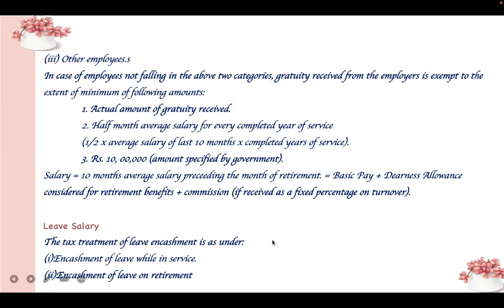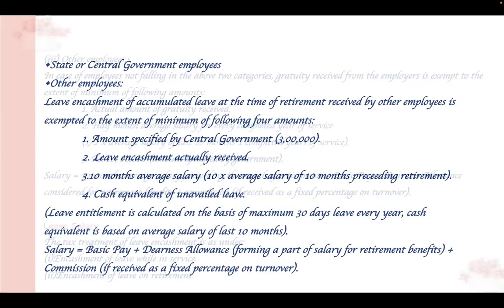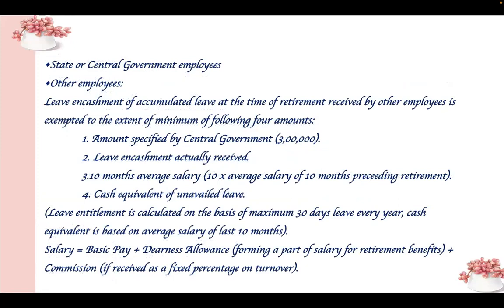The treatment of leave encashment is as under: encashment of leave while in service, and encashment of leave on retirement. For state or central government employees and other employees, leave encashment of the accumulated leave at the time of retirement received by the employee is exempt to the extent of the minimum of the following four amounts: the amount specified by the central government, 3 lakh; leave encashment actually received; 10 months of the average salary; cash equivalent of the unavailed leave. So the least of these will be taken as the exempted amount.